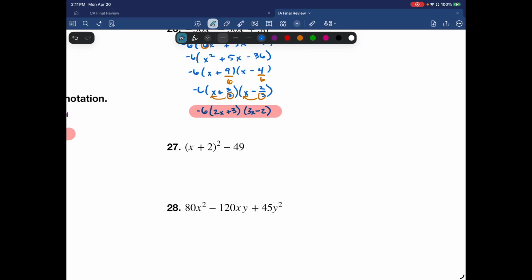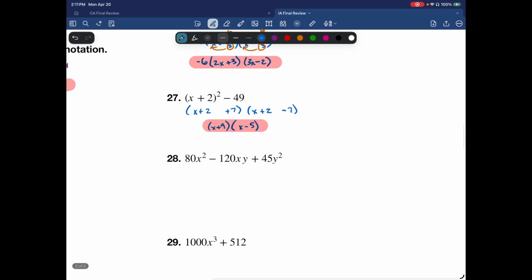Now, 27, this is not as bad as it looks. This is technically a difference of two squares. This binomial is squared, and then 49 is a perfect square. So I can actually write this as (x + 2 + 7)(x + 2 - 7). This would be the easiest way to do it, and then just clean this up. It'd be (x + 9)(x - 5).